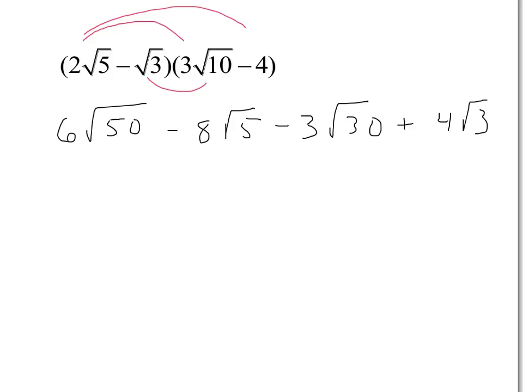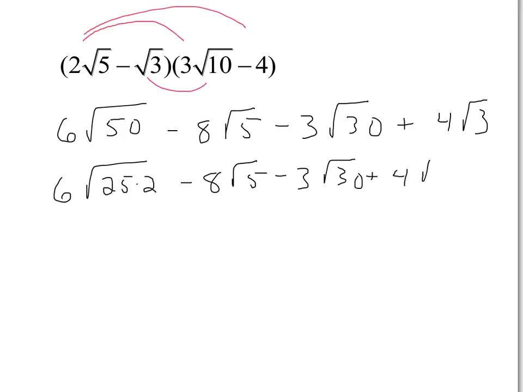Now let's look and see what I can do here. Rad 50, I can simplify that, because 50 is 25 times 2. And 25 has a square root, which is 5. Let's see, let's write all these over again, just to have this look as nice as possible. So the square root of 25 is 5, and then 5 times 6 is 30. So this is 30 rad 2, minus 8 rad 5.